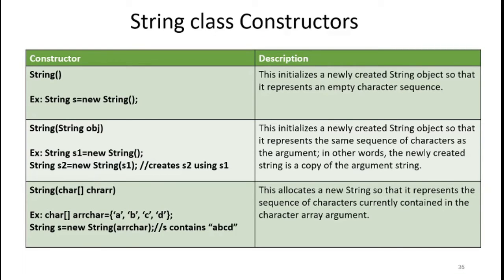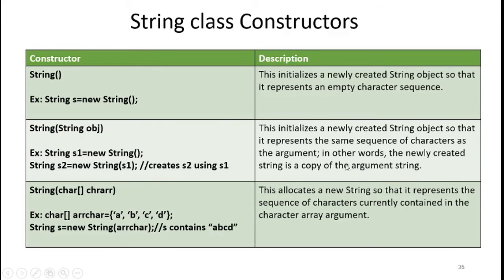These are some constructors of the string class. So the first one is the default constructor. It creates an empty string. We have one example of how to create the empty string. Then the second one is the constructor with an object as parameter.